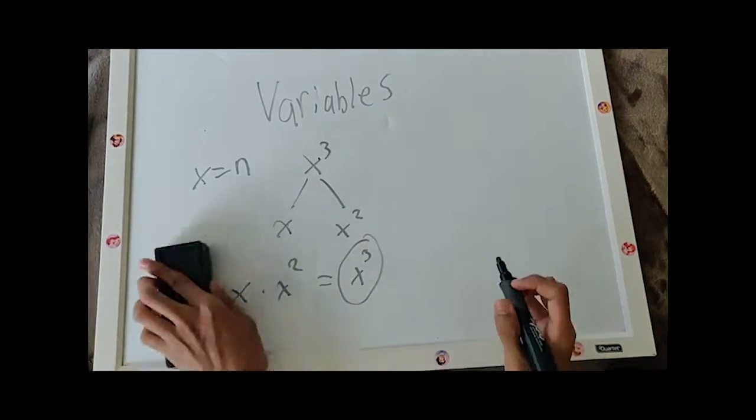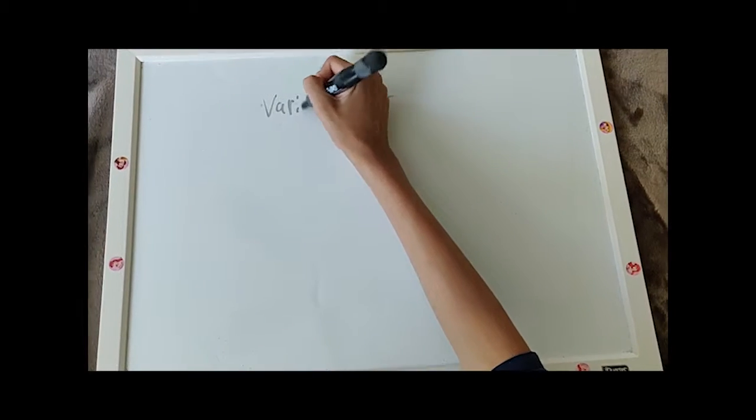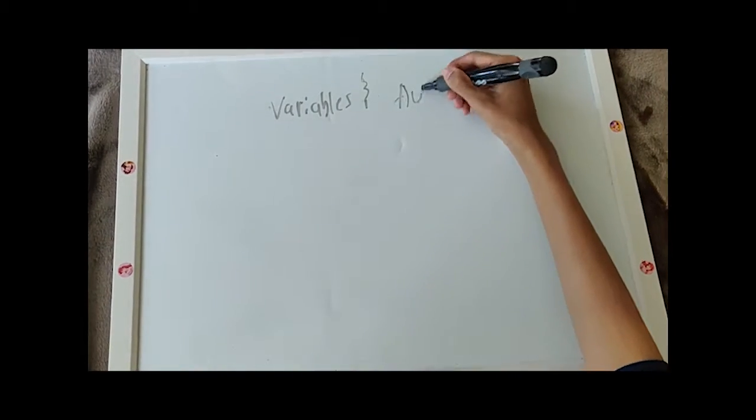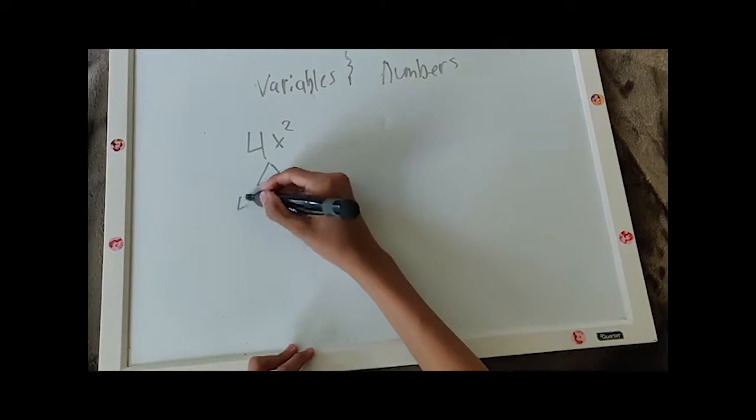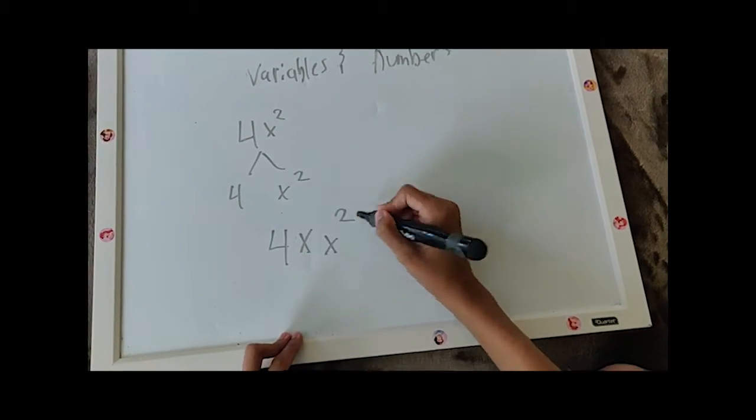We can apply the process of factoring to the products of variables and numbers. For example, for the term 4x squared, 4 and x squared are factors of it because 4 times x squared is equal to 4x squared.